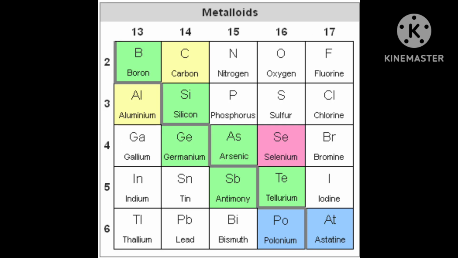Within the group, now I am talking about the group. Within the group, the atomic and ionic radii increase with increase in atomic number. If the atomic number increases in a group, then atomic radii and ionic radii both will increase.